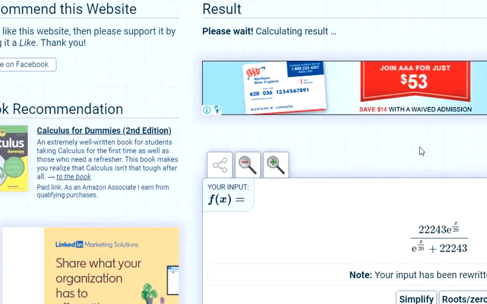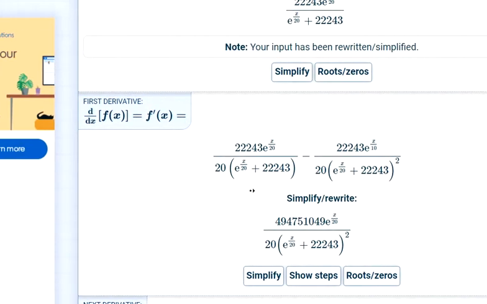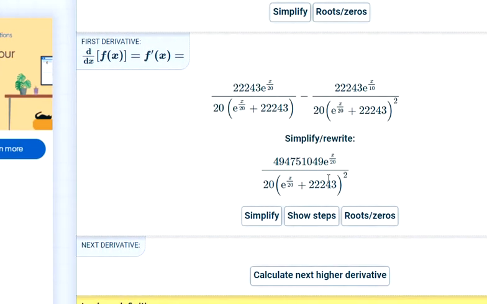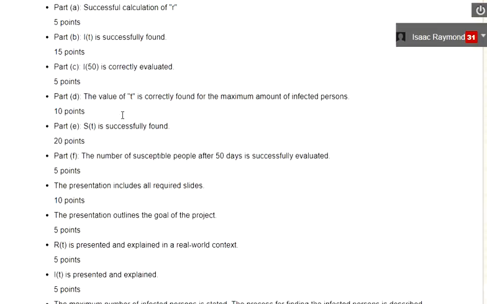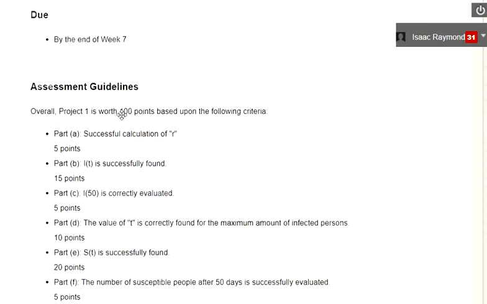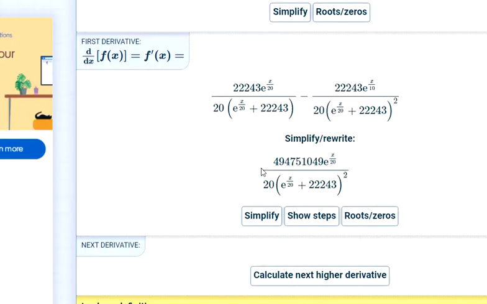Now if we let the derivative calculator do its magic, the simplest form is this one right down here. And I think that's the form that's in the sample PowerPoint. Where is that? It's linked here somewhere, the example PowerPoint. You can check it to make sure it matches, but that's similar. You're going to have different values, different c's and different r's depending on your situation.